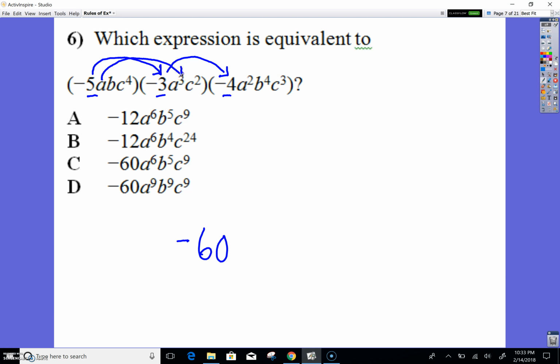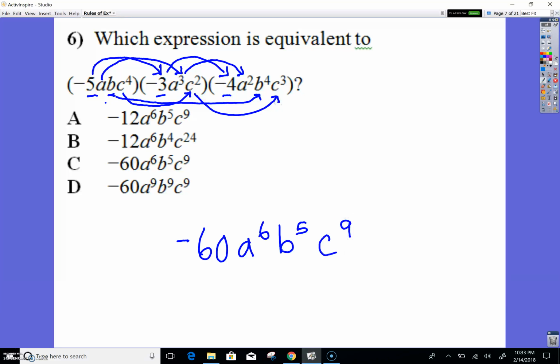1 plus 3, that's 4, plus 2 gives us 6, so we have a to the 6. Then I have b here and b here, so that's 1 plus 4 equals 5. There's no b in the middle, okay? Now c, 4 plus 2 is 6, plus 3 is 9. A to the 6, b to the 5, c to the 9.